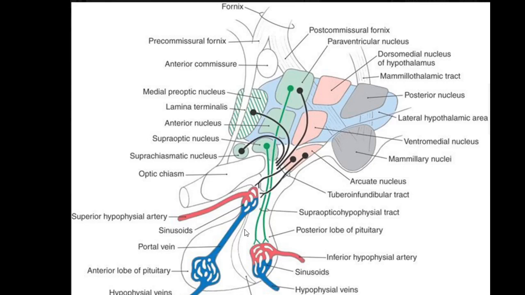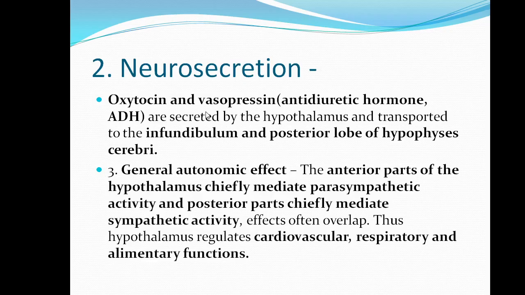And here you can see the posterior pituitary getting the neurosecretions from the hypothalamus. The neurosecretions, that is the oxytocin and vasopressin, that is the antidiuretic hormone or ADH, are secreted by the hypothalamus and they are then transported to the infundibulum and posterior lobe of the hypophysis cerebri.